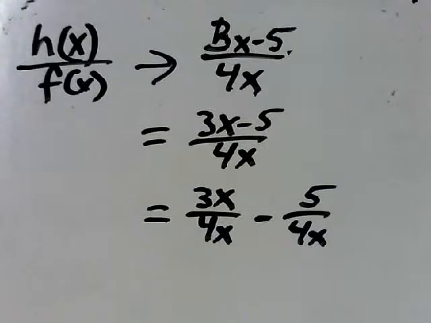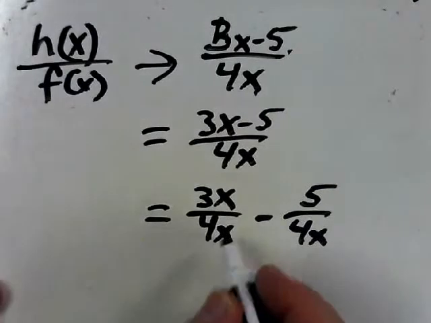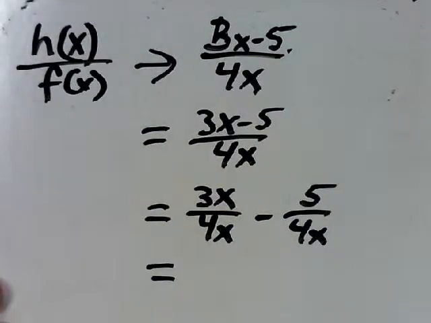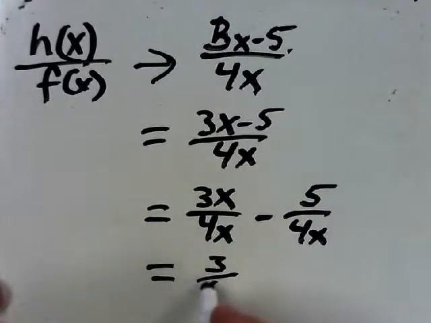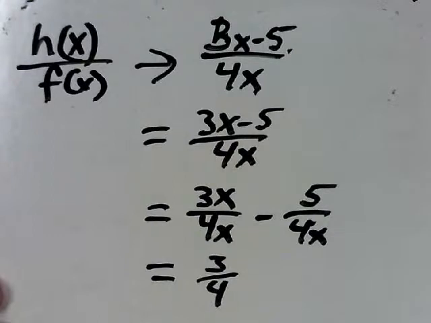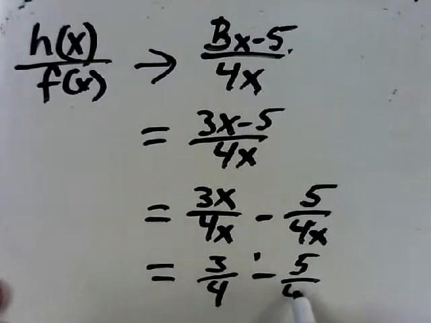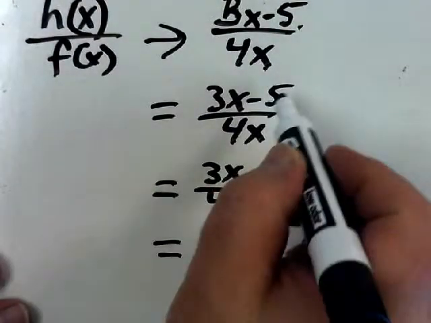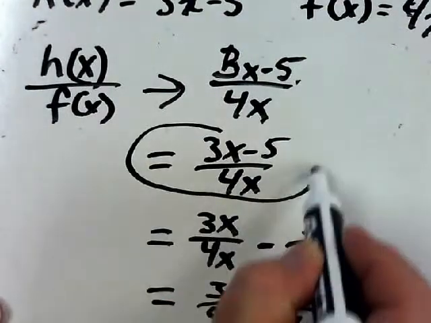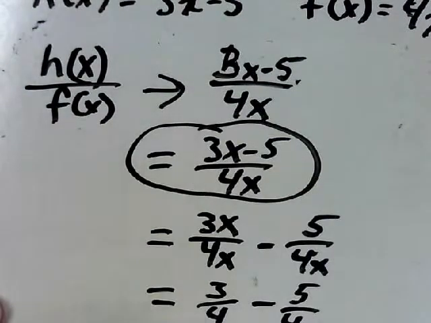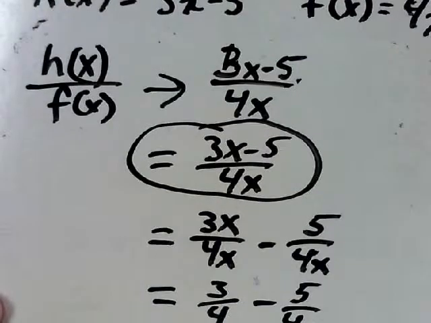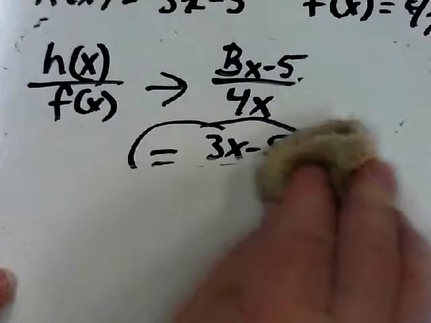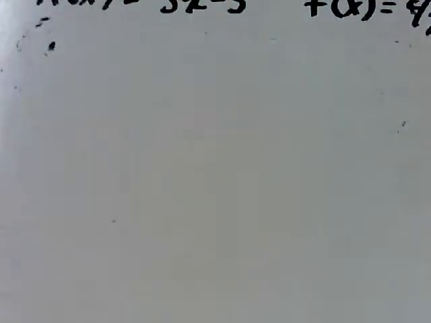Remember separating that yesterday? Can I reduce this? Yeah. What would that reduce to? 3/4. Can I reduce this? So I would have left that as 5 over 4x. This one right here is the most standard answer. Better than this one. But both of those are correct. Okay? We'll stop this one and then we'll continue.